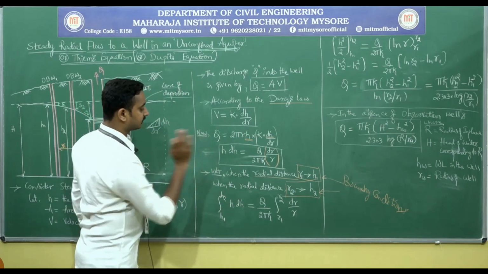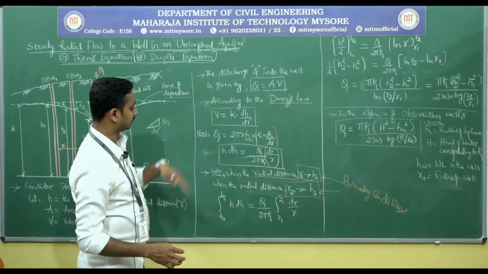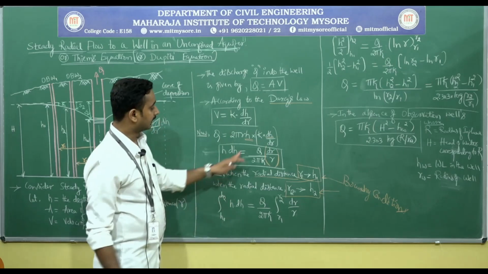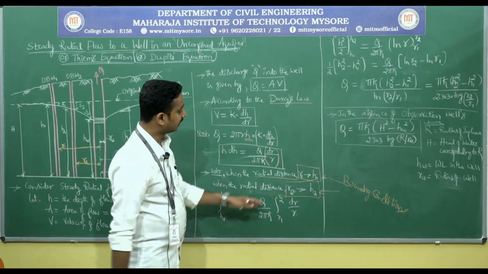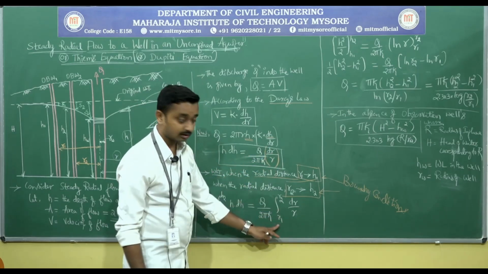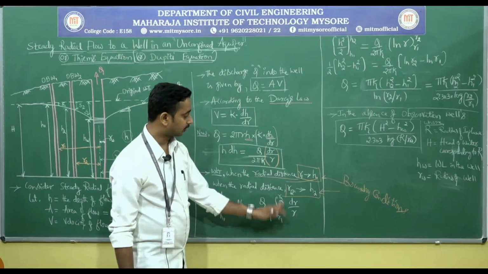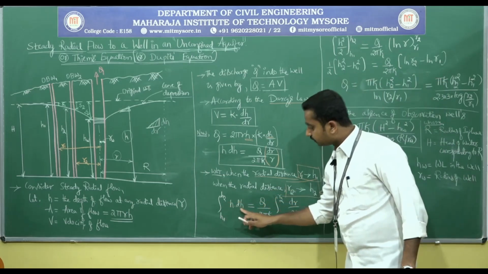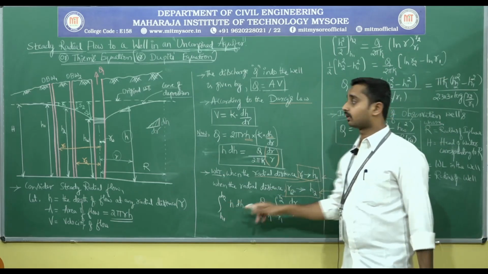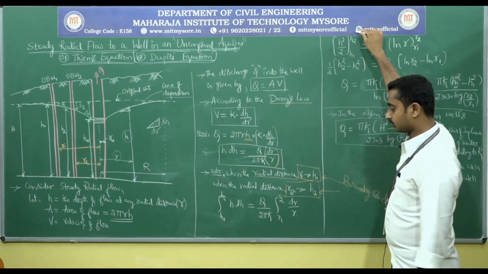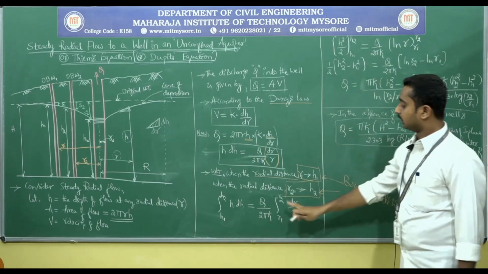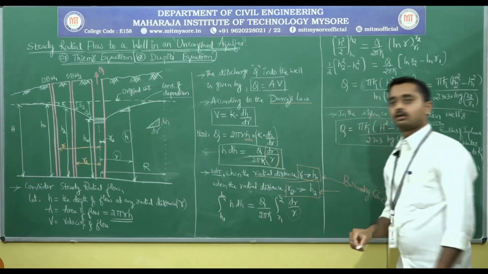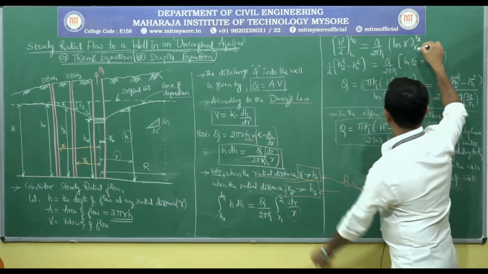Now integrate this equation. Integration of H dH between the limits H1 to H2 equals 2 pi K, the constant taken outside, integration of dr by r between the limits r1 to r2. Now very simple integration. Integration of H dH is H square by 2, between the limits H1 to H2, equals Q by 2 pi K into integration of 1 by r, which is ln r between the limits r1 to r2.